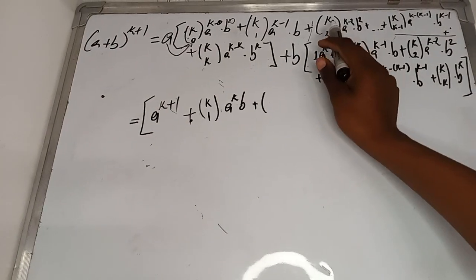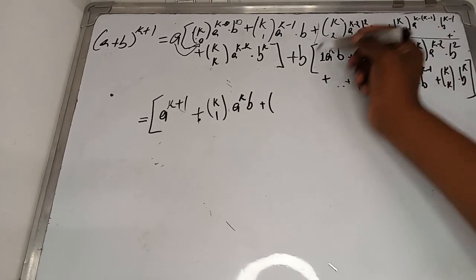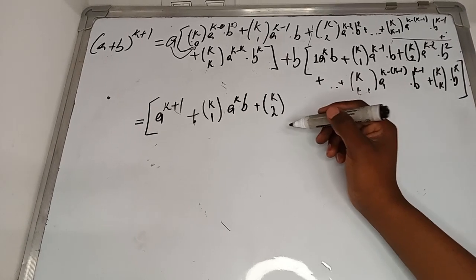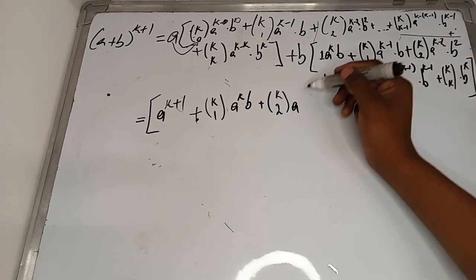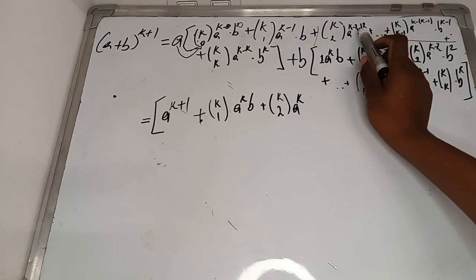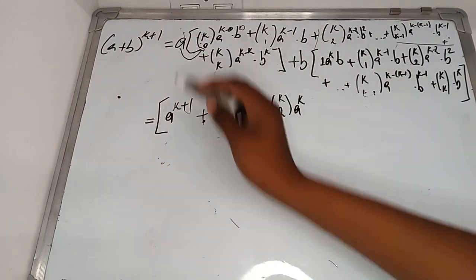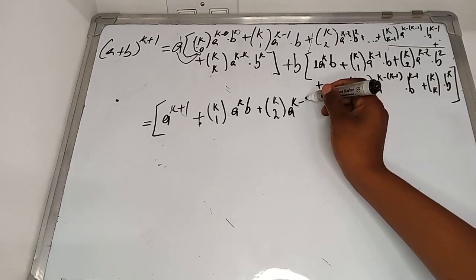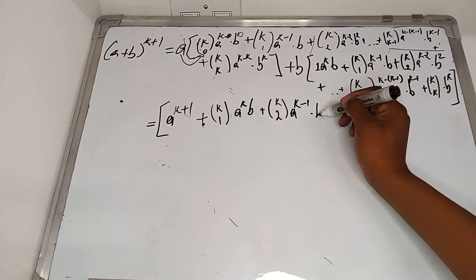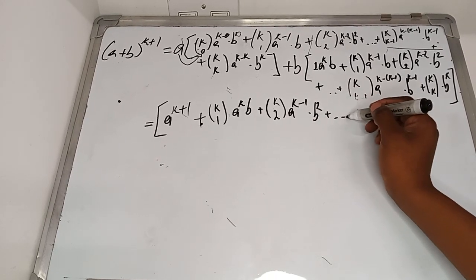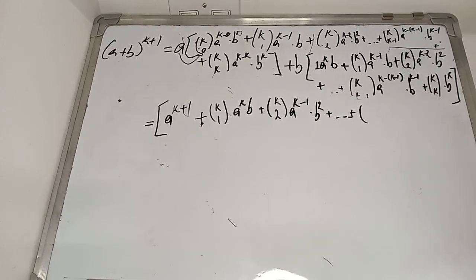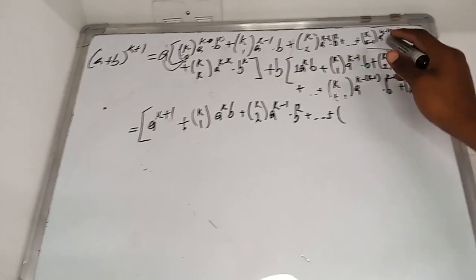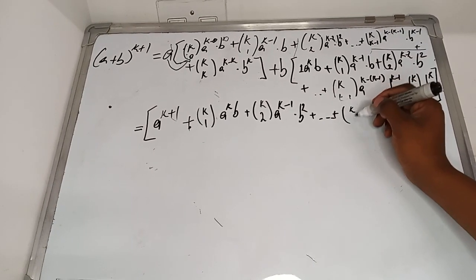It's winter, good people. So here it's k plus 2. It's k choose 2, so it's a to the power k. Then what is negative 2 plus this 1? Negative 2 plus 1 is going to be minus 1 times b to the power 2. Then I keep adding, up until I get to this k choose k minus 1 term.